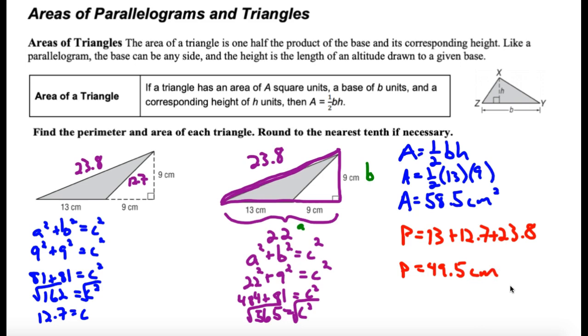Okay, so we may have to visualize a larger triangle like this to find a missing piece, but we're going to use Pythagorean theorem quite often.